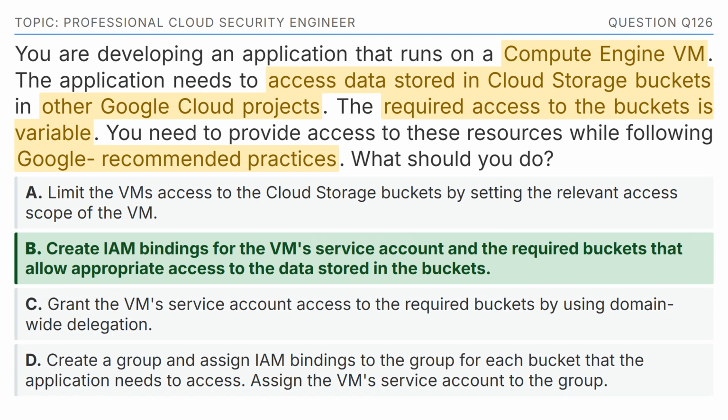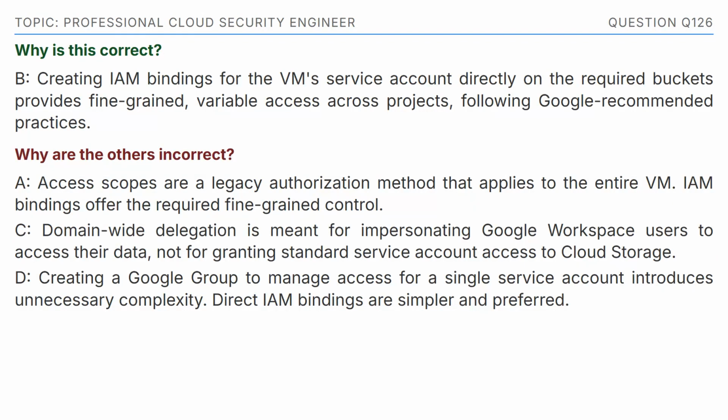Why is this correct? B. Creating IAM bindings for the VM service account directly on the required buckets provides fine-grained, variable access across projects, following Google recommended practices. Why are the others incorrect? A. Access scopes are a legacy authorization method that applies to the entire VM. IAM bindings offer the required fine-grained control.